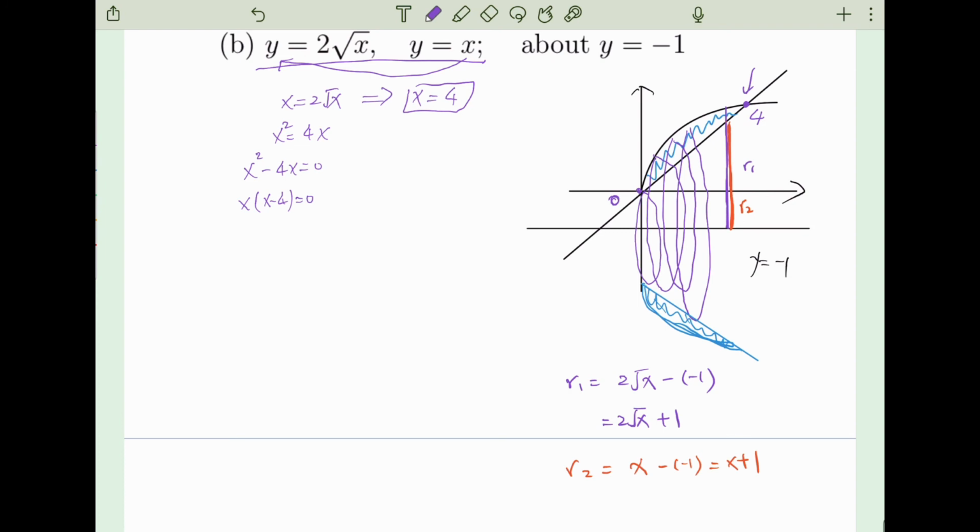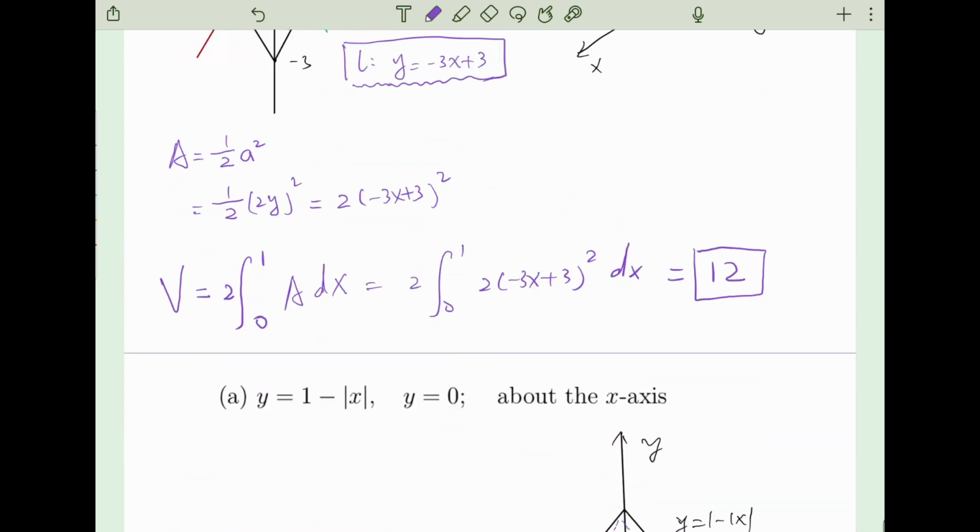So now the integration goes from 0 to 4, and the pi (r1 squared minus r2 squared) dx, which is pi times (2 square root of x plus 1) squared minus (x plus 1) squared dx. Okay, so that is our question B.